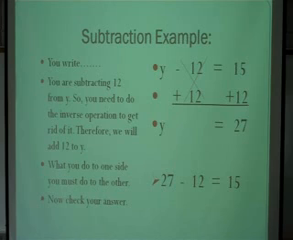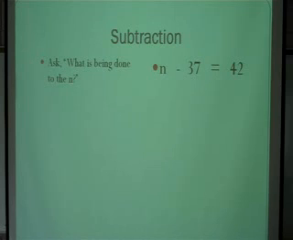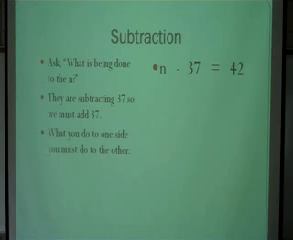Let's try another example. N minus 37 equals 42. You ask, what is being done to the n? We're subtracting 37, so we have to do the opposite, or add 37, and what we do to one side, we must do to the other. So it will look like this.